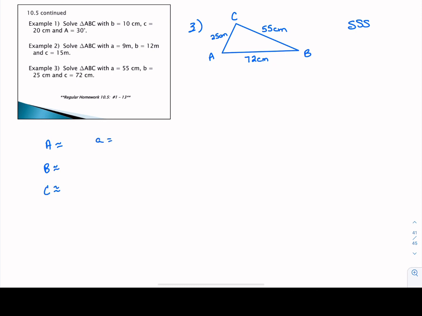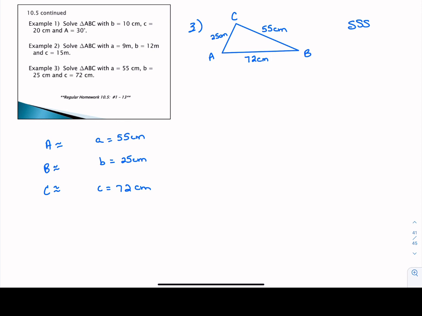Side length A is 55 centimeters. Side length B is measuring 25 centimeters, so that's the smallest side, so it should be across from the smallest angle. C measures 72 centimeters, which is the largest side, so again, it should be across from the largest angle. So let's just go alphabetically once again.